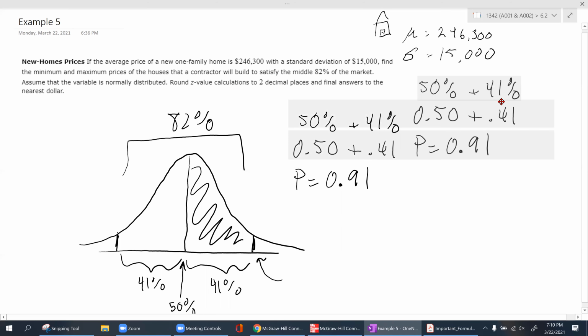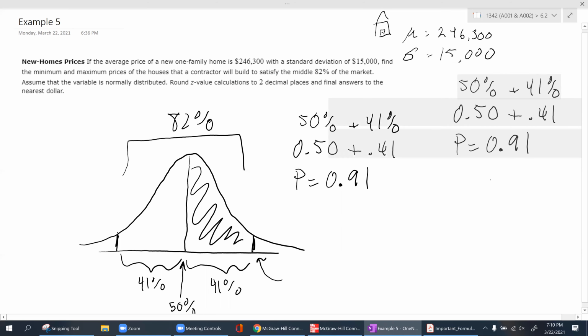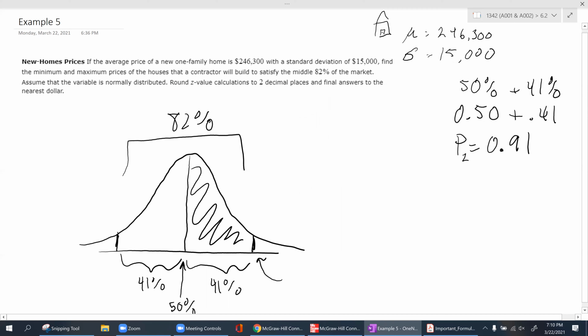I'll call this P2, probability 2, the one on the far right. And then I want to find the distance between 50, but going back this way. So instead of adding 41% to the 50, I'm going to subtract, because I want to go back the other way. So in other words, this is going to be 50% minus 41%, which is 0.50 minus 0.41, which is going to be what?